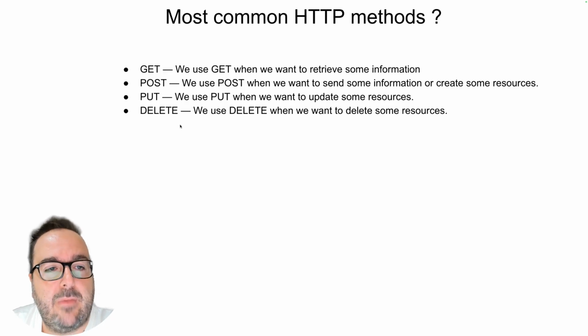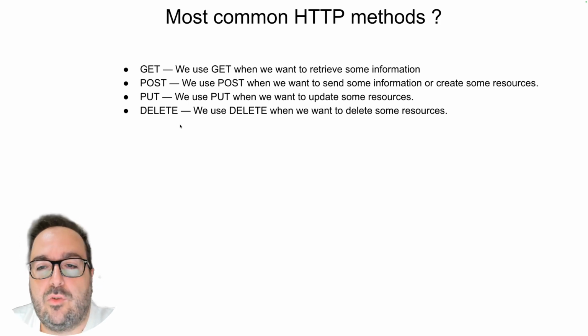So the get method, we use the get method when we want to retrieve some kind of information. So let's say that we want to get the list of books. The post method, we use it when we want to send some information or create some resources. For example, if we want to create a new book entry. The put method we use when we want to update some resources. For example, if we want to update the book title or the book author. And the delete method, we use it when we want to delete some resources. For example, if a book is not going to be anymore available in our website, we want to use the delete method.